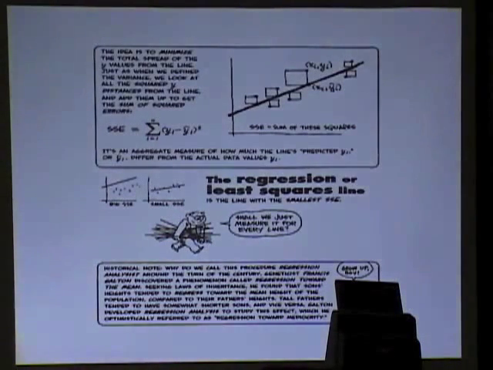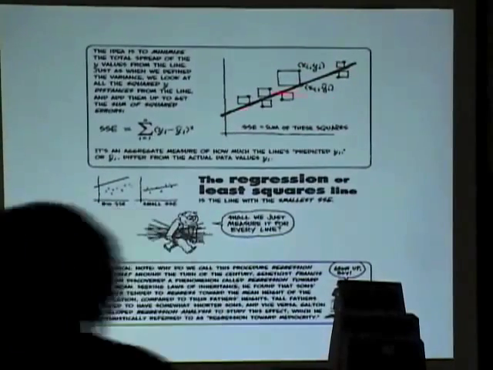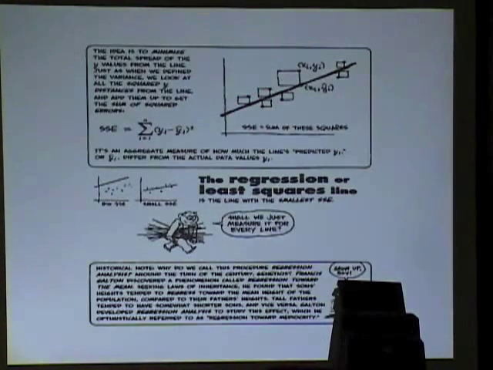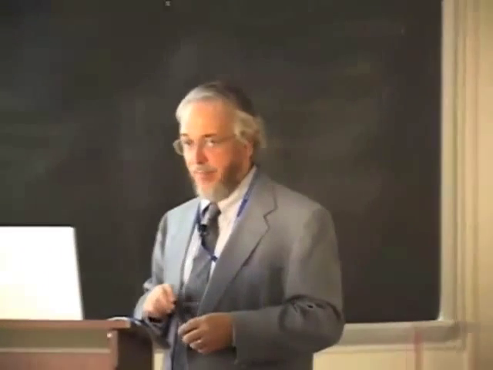And what this line does is, of all the possible lines we could possibly draw through this particular plot, it is the line that minimizes the squared deviations in the y variable. It's the one that minimizes the squared deviations of the y variable from that line. So it's the one that best predicts the y variable of all the possible lines. Does that make sense to everybody?